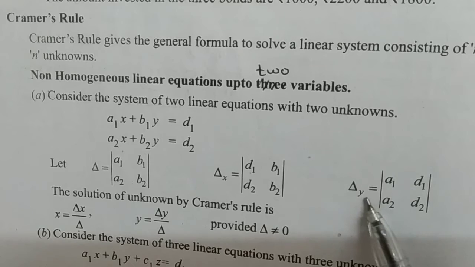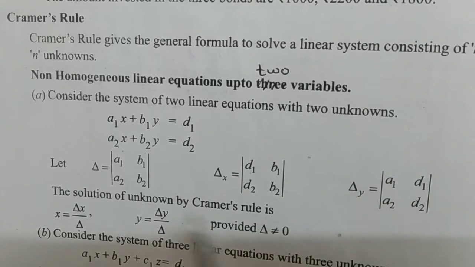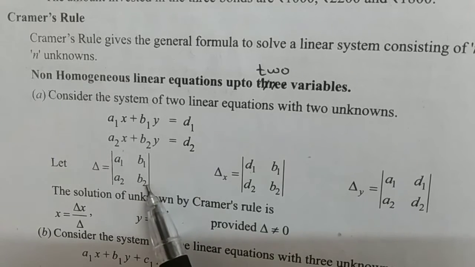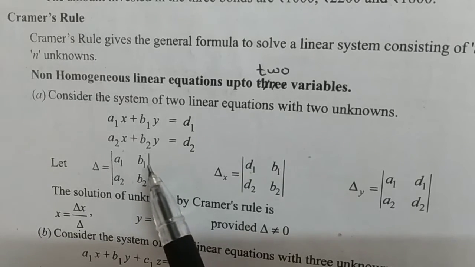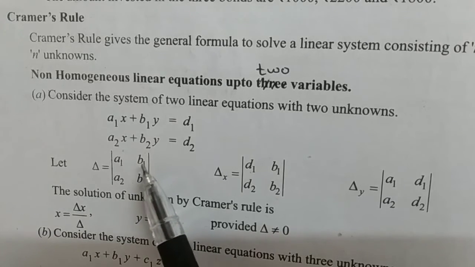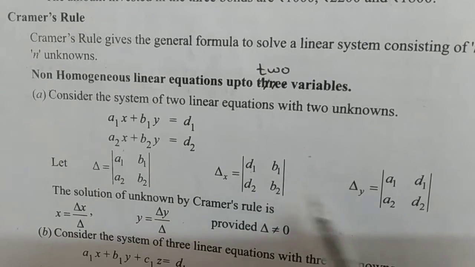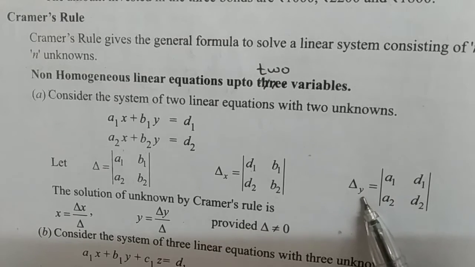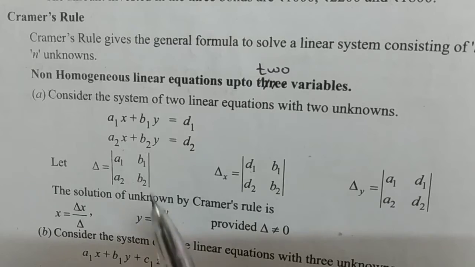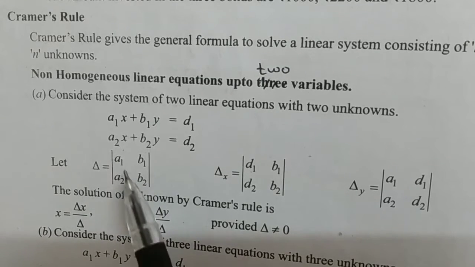Similarly, next delta y. In delta, replace the second column with the values d1 and d2. So we get delta y equal to the determinant with columns a1, a2 and d1, d2. We know how to find the determinant value for this.